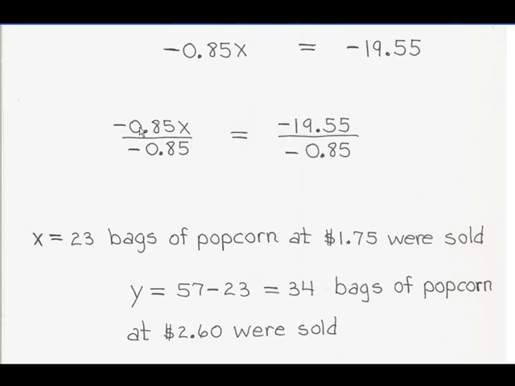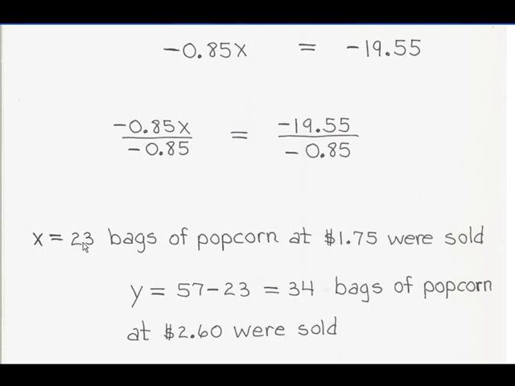Now notice that the negative 0.85s divide into one another once, and the negatives cancel. On the right side, the negatives cancel. And here we now have 19.55 divided by 0.85. Well, now after solving for x, we find out that x is equal to 23 bags of popcorn at $1.75 were sold.